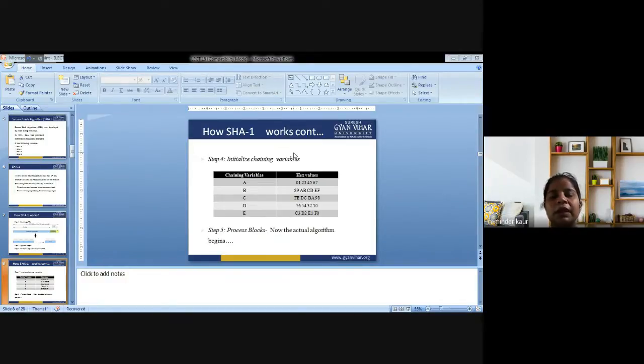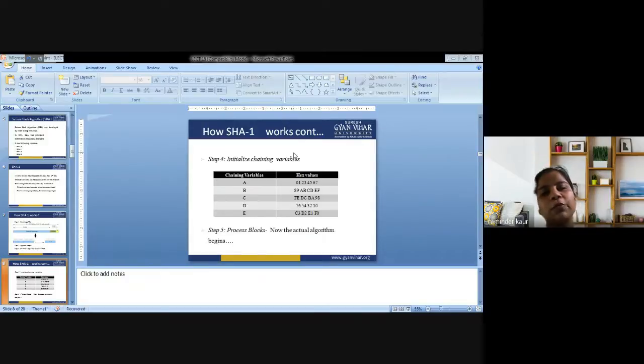Those are given here. If I am talking about the A variable, it is having value 0, 1, 2, 3, 4, 5, 6, 7. B is having 8, 9, A, B, C, D, E, F. C is having F, E, D, C, B, A, 9, 8. D is having 7, 6, 5, 4, 3, 2, 1, 0. And E is having C, 3, D, 2, E, 1, F, 0. So these are the values that are to be there.